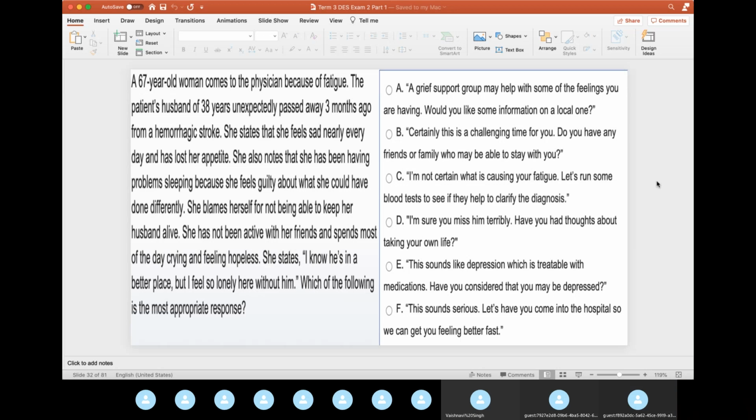Why do you think D is an attractive answer? Because you would have to distinguish the imminent risk of it. Because I guess if you went with B and then they went home and killed themselves, you would be liable. Mm-hmm. Okay. But I guess for B, if they do have a support system, then they're less likely to kill themselves. But think about the question, most appropriate response. I think B. B, as in, boy, certainly this is a challenging time for you. Do you have any friends or family who may be able to stay with you? Okay, any other answer?